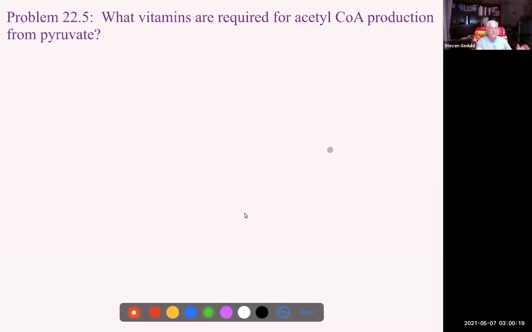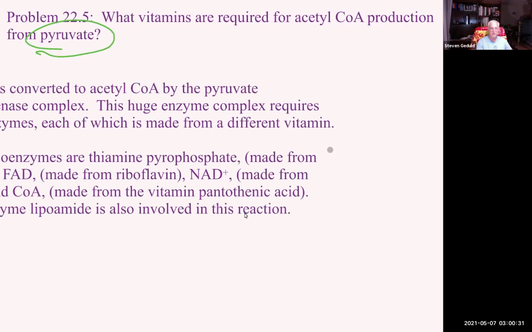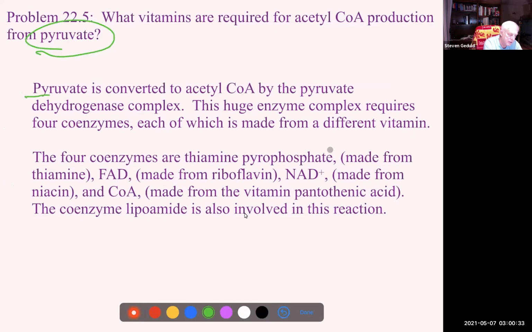Okay. So what vitamins are required for acetyl coenzyme A production from pyruvate? So we're taking pyruvate, okay, and we're going to acetyl coenzyme A. Pyruvate is formed from glycolysis, breaking down the carbohydrates. Okay, so pyruvate is converted to acetyl coenzyme A by the pyruvate dehydrogenase complex in the mitochondria. Remember, it gives off carbon dioxide and forms that complex. Okay, then it begins and bonds to the coenzyme A and becomes acetyl coenzyme A through a high energy bond with the thiol group.